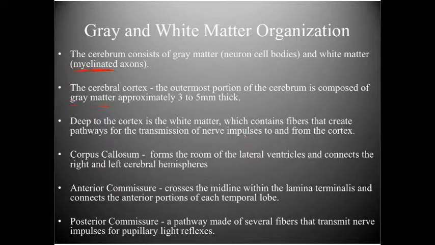It also brings us to the corpus callosum, which forms the roof of the lateral ventricles and connects the right and left cerebral hemispheres. The anterior commissure crosses the midline within the lamina terminalis and connects the anterior portions of each temporal lobe. The posterior commissure is a pathway made of several fibers that transmit nerve impulses for pupillary light reflexes.